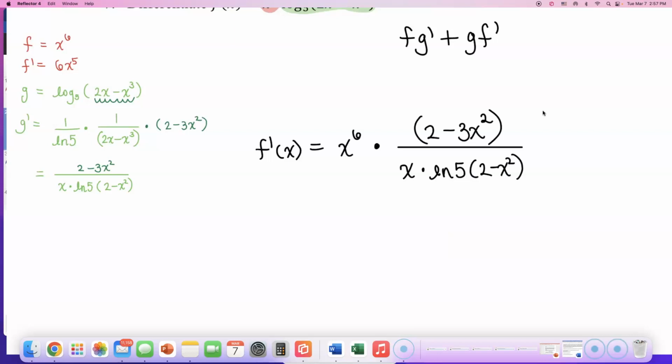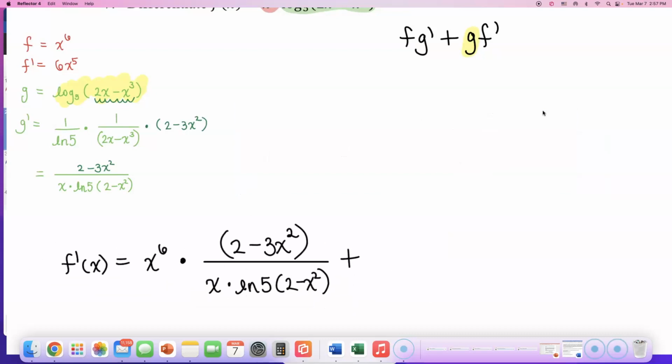Now I do a plus sign, and they want g now. G is the whole log expression. I'll move my work down a little bit. So g is log base 5 of 2x minus x cubed, and I'm multiplying this by f prime. Let's highlight f prime this time. F prime is this, 6x to the 5th power.